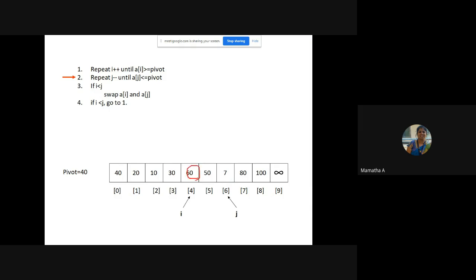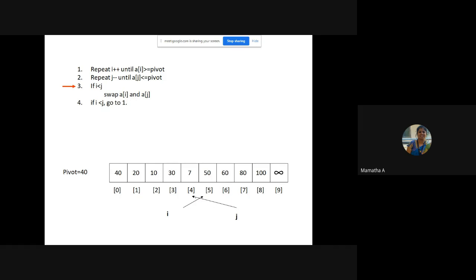Sorry, index 6 with the element 7. Again, you can see I is still less than J, 4 and 6. Swap it out. Okay. So like this, when I keep doing it, at some point of time you can find that your I has now crossed J, isn't it? So I has crossed repeatedly, you will do swapping and all other things. So you can now observe that I has crossed J. I has become greater than J.